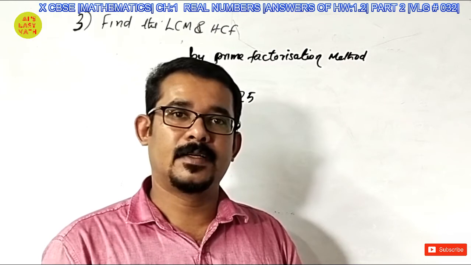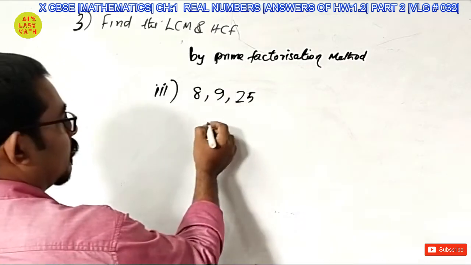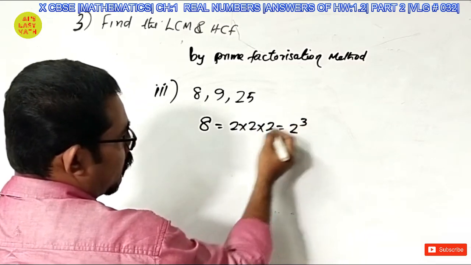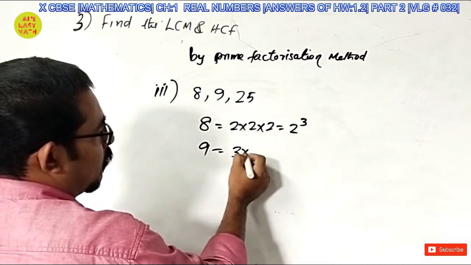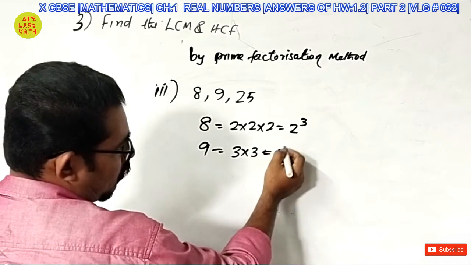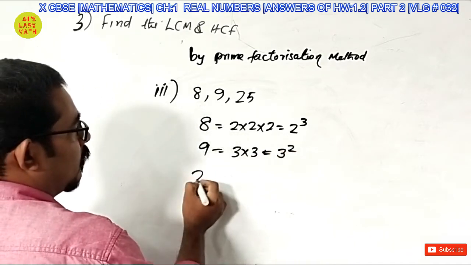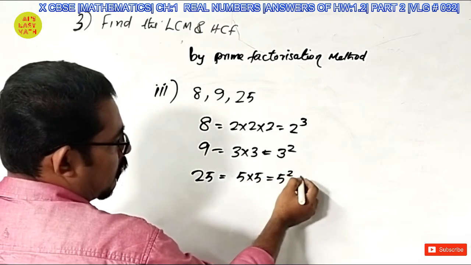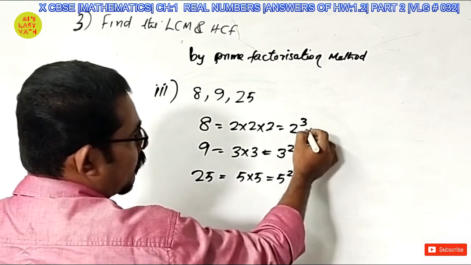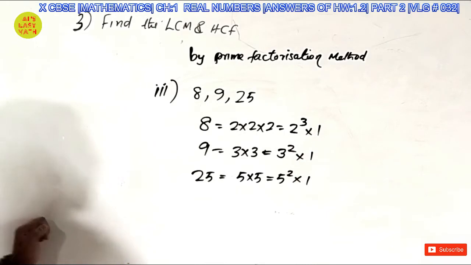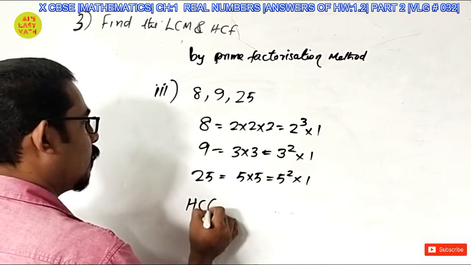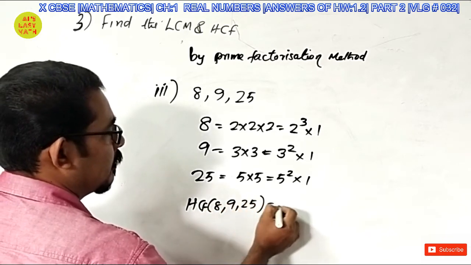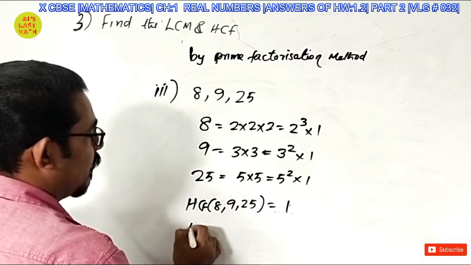Third question: 8, 9 and 25. 8 is 2 into 2 into 2, or 2 cubed. 9 is 3 into 3, or 3 squared. 25 is 5 into 5, or 5 squared. So in all we have no common factor except 1. So the HCF of 8, 9 and 25 is 1.